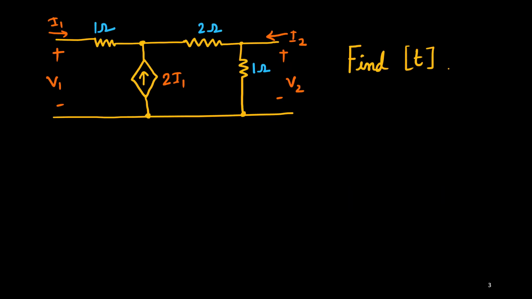So consider this problem. Here you have one dependent source, and its magnitude is 2I1, where I1 is this current. So this is a current dependent current source, and it has other elements: 1 ohm, 2 ohm and 1 ohm. We need to find the T parameters for this network.